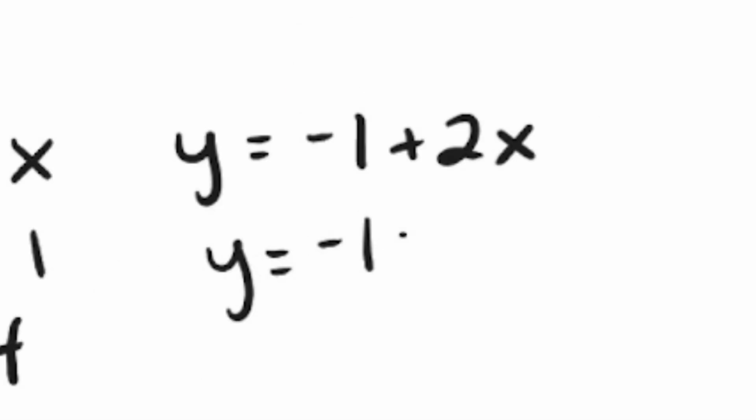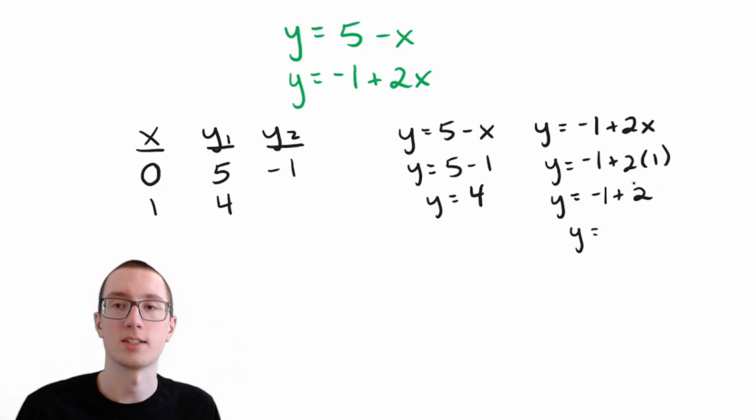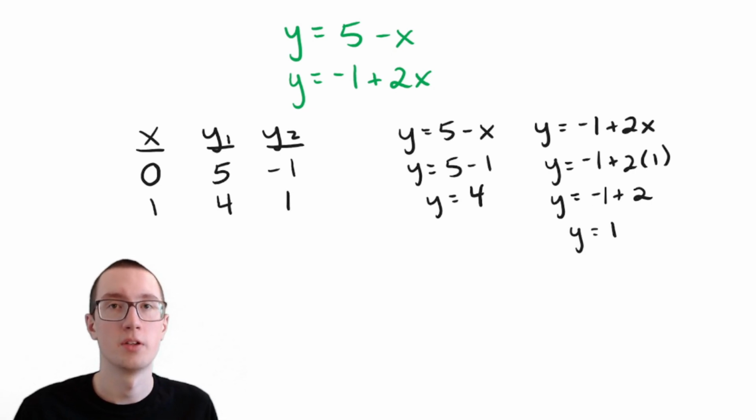y is equal to negative 1 plus 2 times 1. So y is equal to negative 1 plus 2 times 1 is 2. So we have negative 1 plus 2. That's the same thing as saying 2 minus 1. So 2 minus 1 is 1. So we're going to go ahead and put 1 into our table.